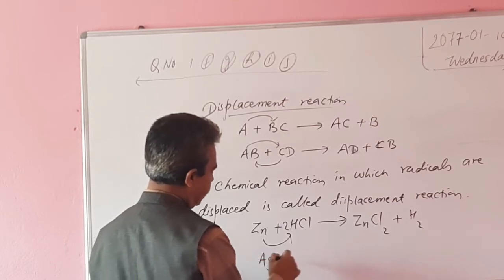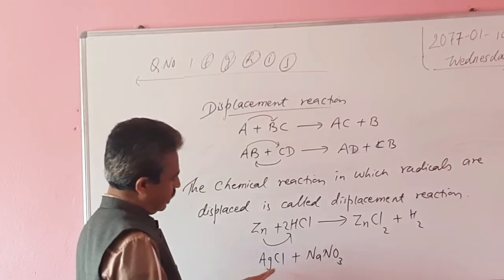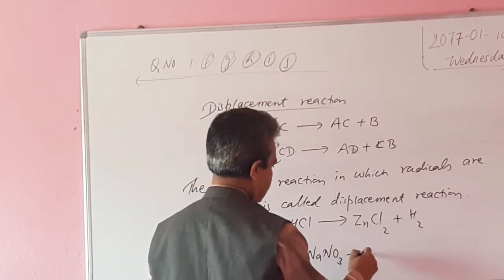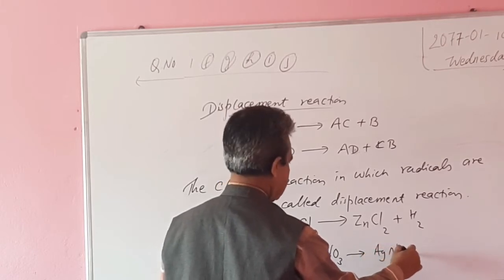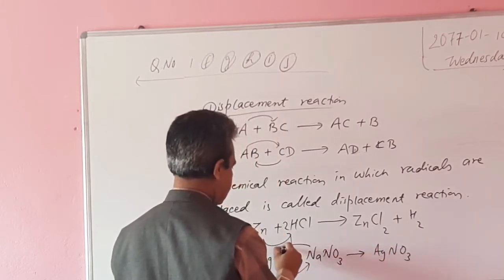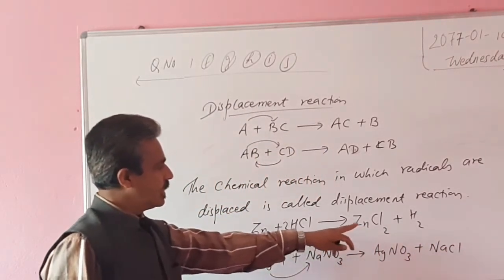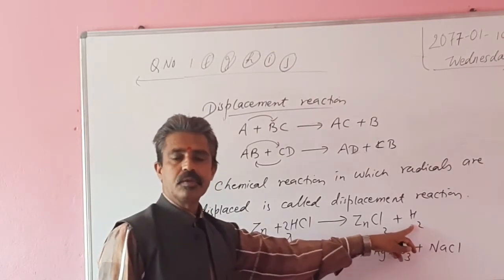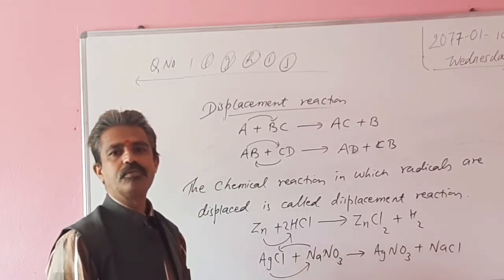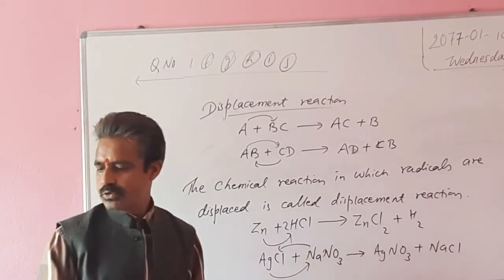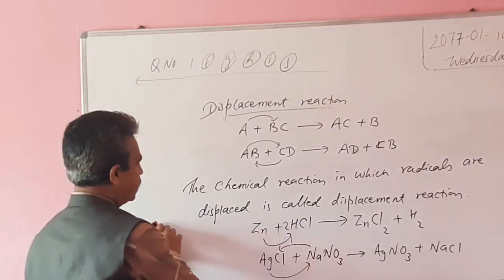AgCl, silver chloride plus sodium nitrate. When they react together, then what do they form? AgNO3 and NaCl. So this upper one is a single displacement reaction, and this is a double displacement reaction. So there are two types of displacement reaction. Okay, let me rub this one out.